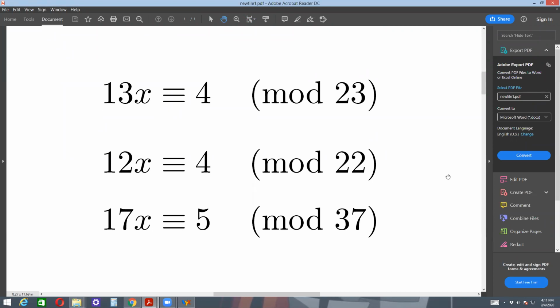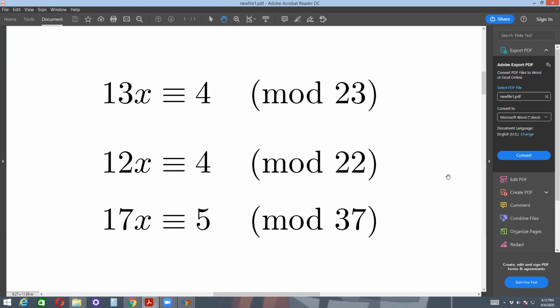13x is congruent to 4 mod 23. Was anybody able to solve this one? I got x is congruent to 18 mod 23. Yep, that's correct. Anybody got anything different? Oh, well, that's the only answer. So you're not supposed to get anything different.